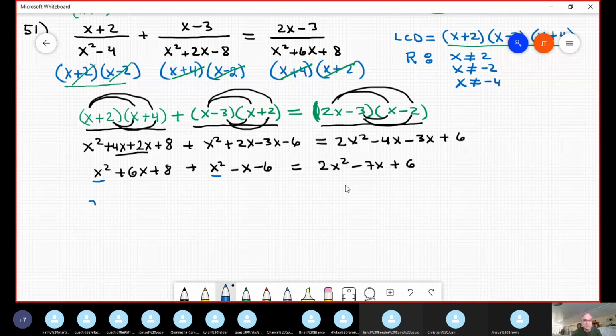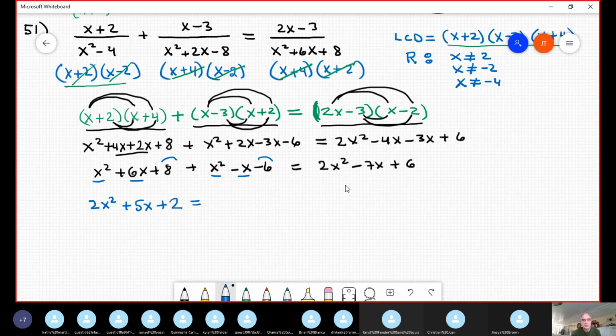This and this together is 2x squared. This and this together is 5. And this and this together is 2. And the right hand side, I don't touch. Look, this and this is cancelled. Yes or no? Yes. So it's a linear equation, not a quadratic equation.